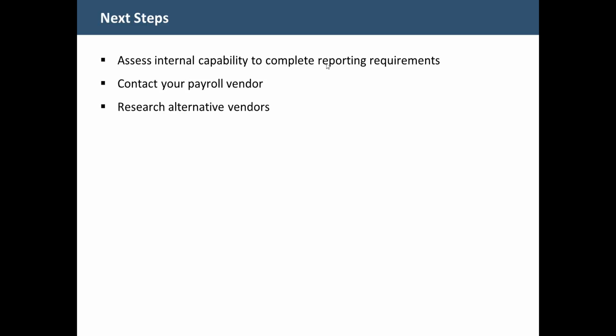Deadlines. Those deadlines are rapidly approaching. Reporting is first due in 2016 for coverage that was offered in calendar year 2015. Statements are due to employees by January 31st of 2016. And then the IRS transmittal form, as well as copies of Form 1095-C, are due to the IRS either by February 29th or March 31st.